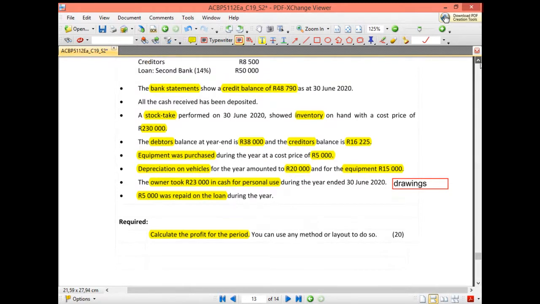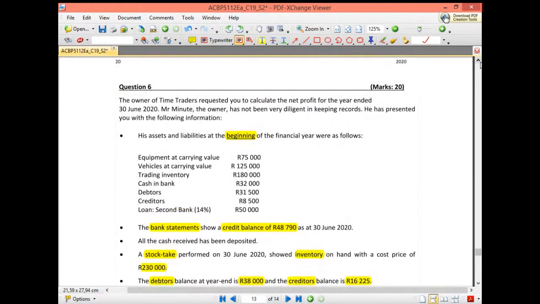Okay, so before we start, let's quickly look at what information they give you. So the first thing they did is they tell you the owner of Time Traders requests you to calculate the net profit for the year. Mr. Minute, the owner, has not been very diligent in keeping records, and he has presented you with the following information. So the fact that he's not been diligent with keeping records means we are dealing with incomplete records in this scenario. Okay. So that means some of the information will not be available, and you will be required to use different ways of getting to the same answer.